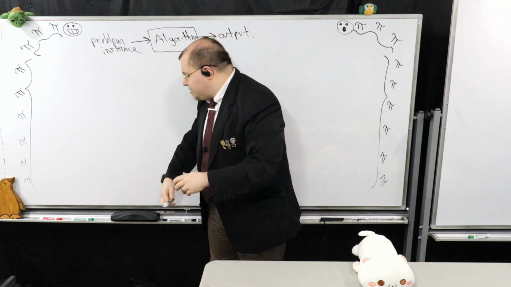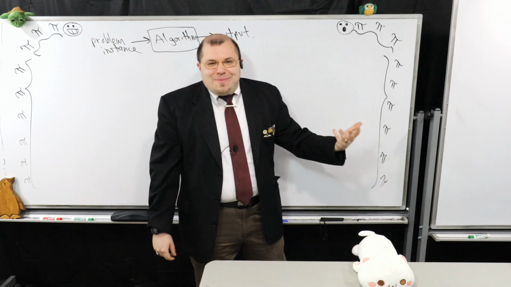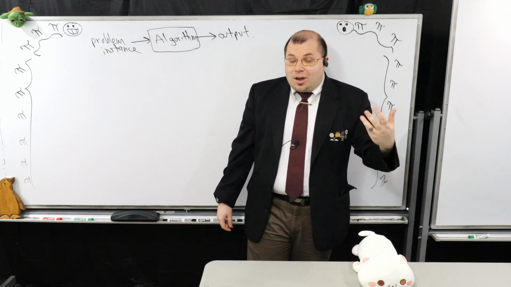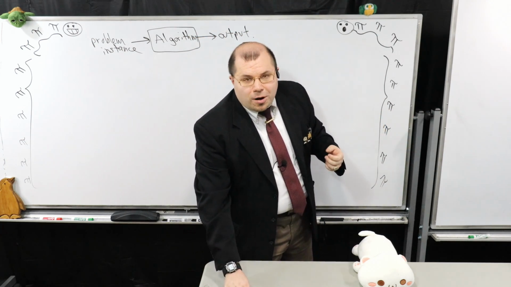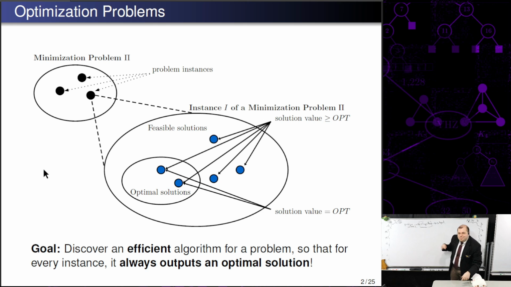Now, one natural question is, okay, that's nice, so what do you mean by problem? In this talk, we're going to talk about optimization problems. Let me talk a little bit about what that means. You can think of a problem as a set of instances, those black dots, for example, that I have on the screen. We're going to be focusing on optimization problems.